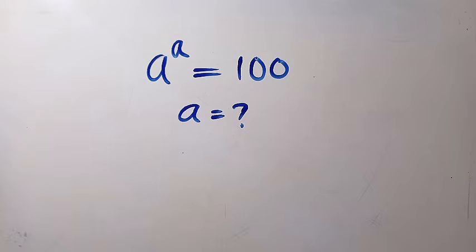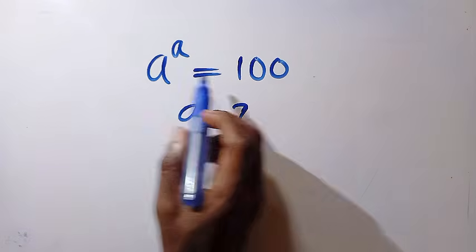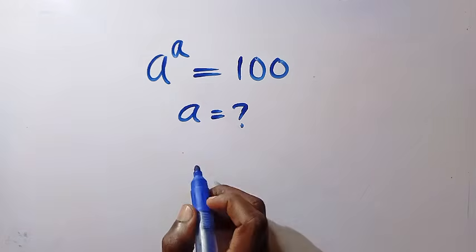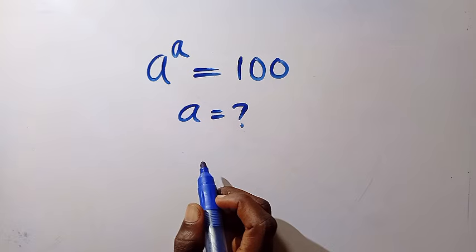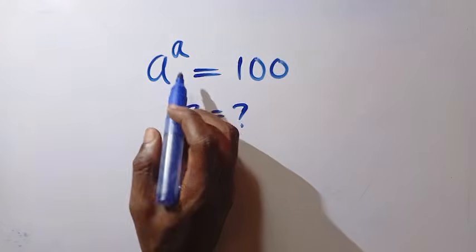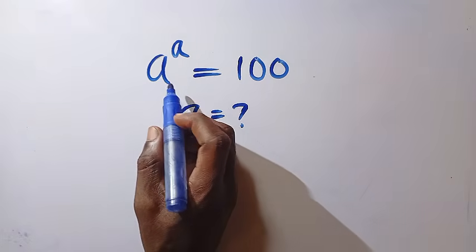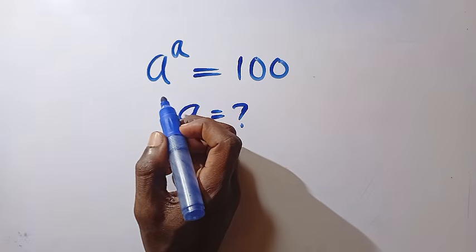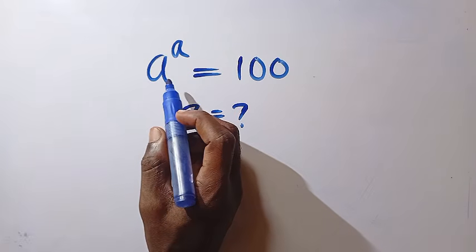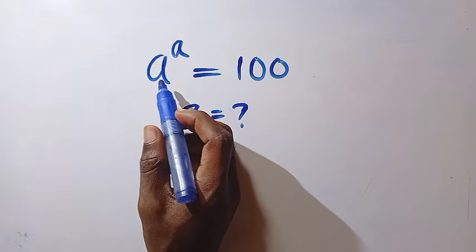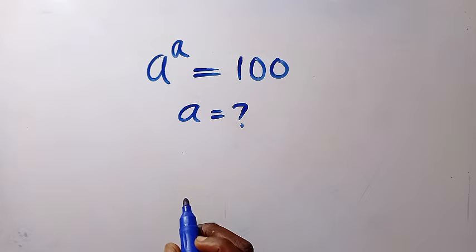You are welcome. We have this interesting question to solve. A to the power of A equals 100, and what is A? Since we have the same base and the power are the same, we have to know what values, when raised to the power of each other, give us 100.